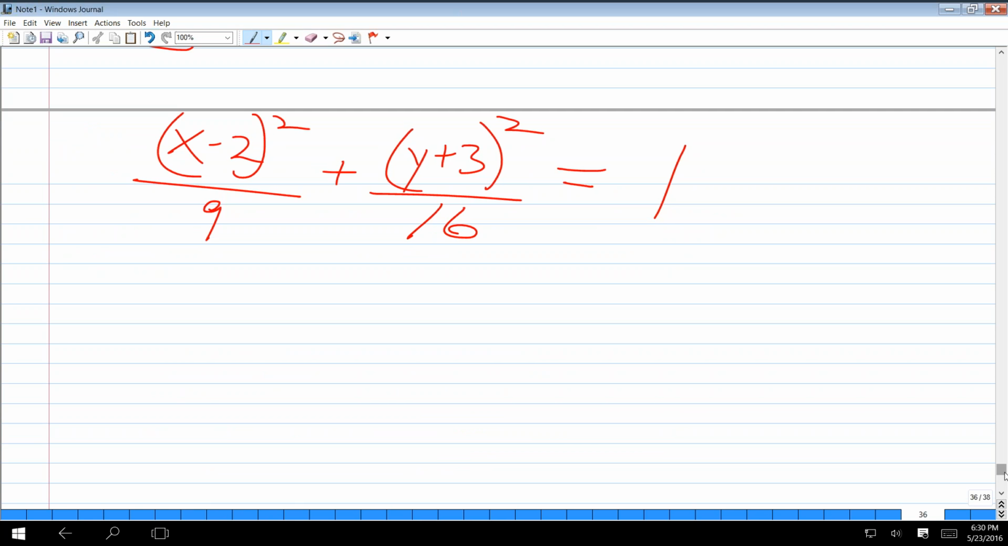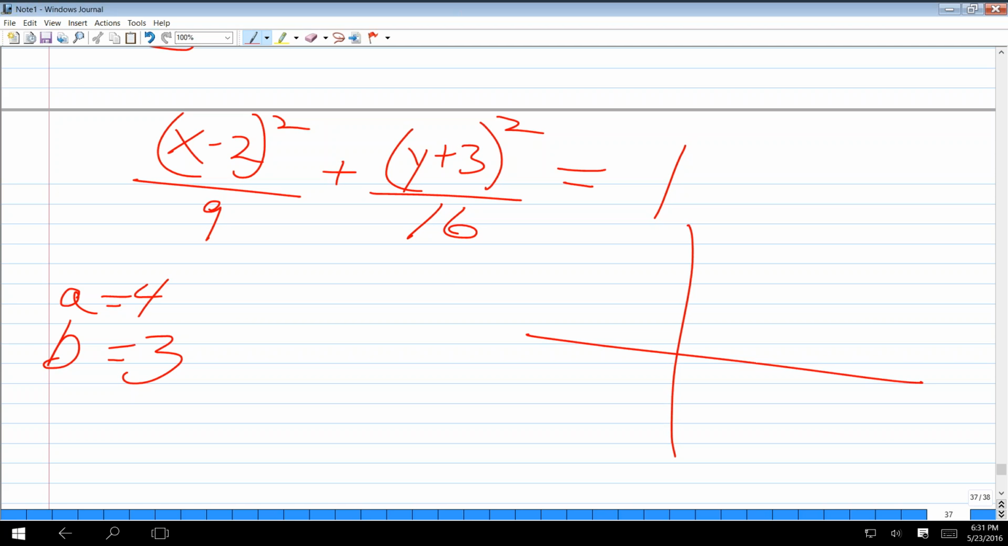What's A and what's B? 16 is A squared. Yeah, A squared. So A is 4. And B is 3. You correctly surmised that A is under the Y because A is always bigger than B in an ellipse. Not in a hyperbola, but in an ellipse only, A is always bigger than B. So is this a horizontal or a vertical ellipse? It is a vertical. Yeah. In other words, the long side of the ellipse is on the y-axis.